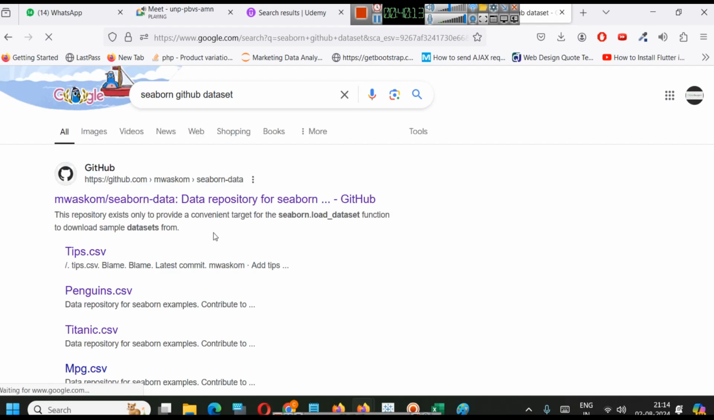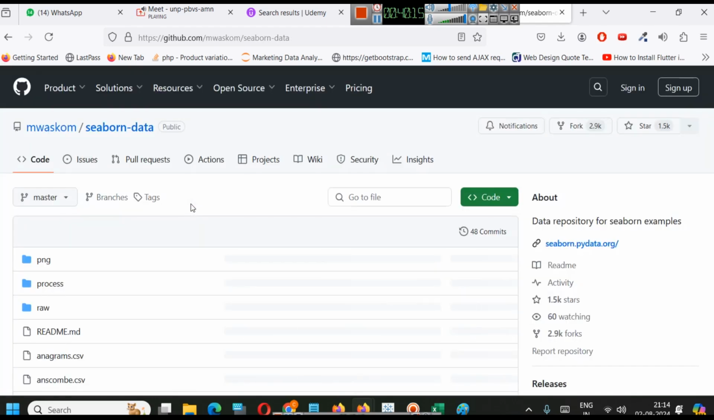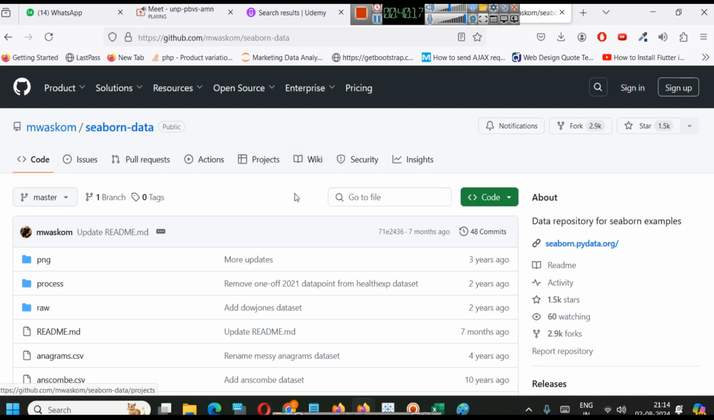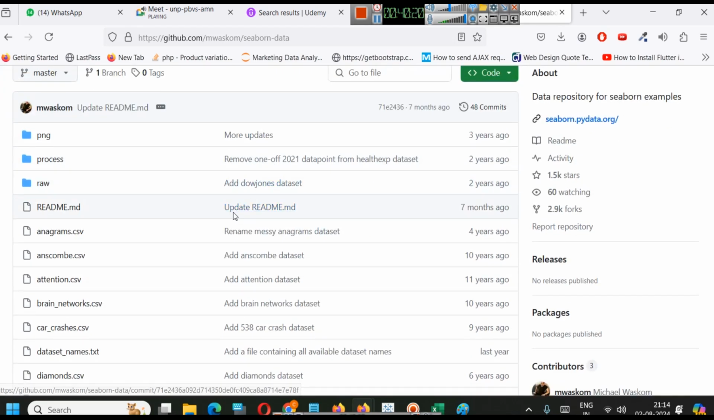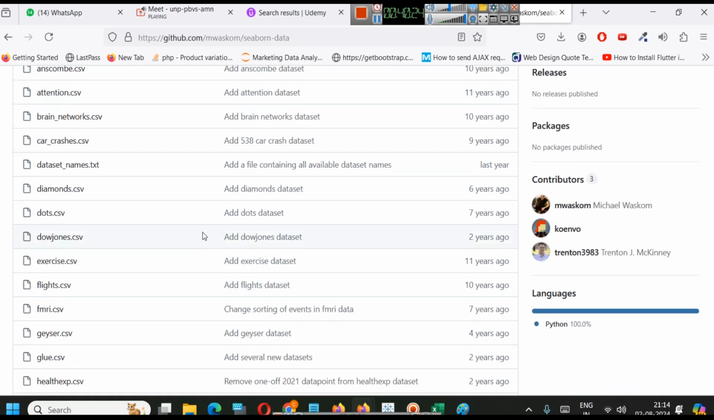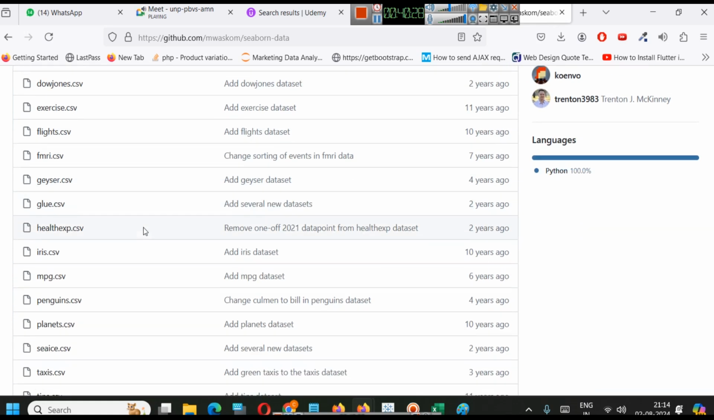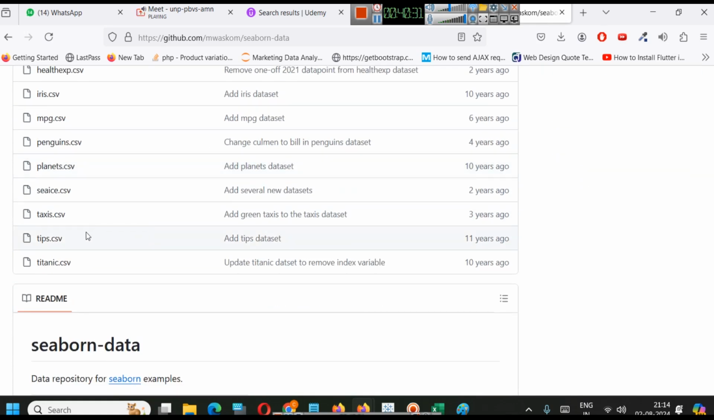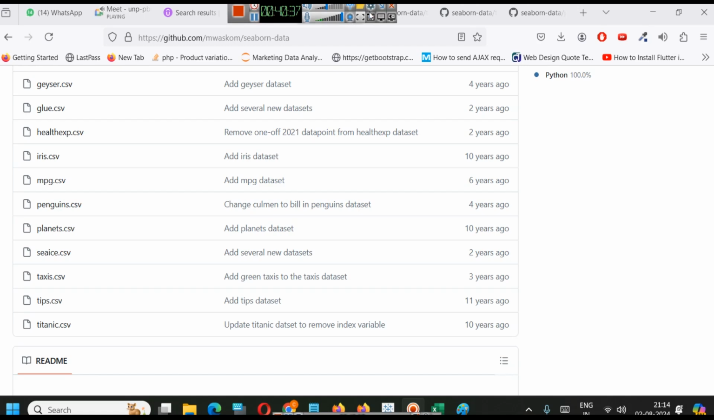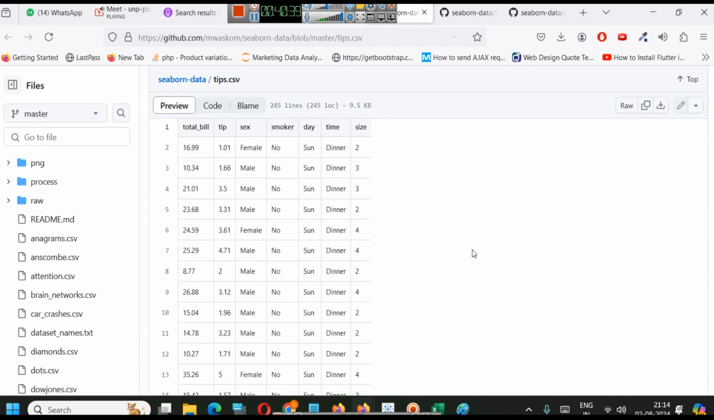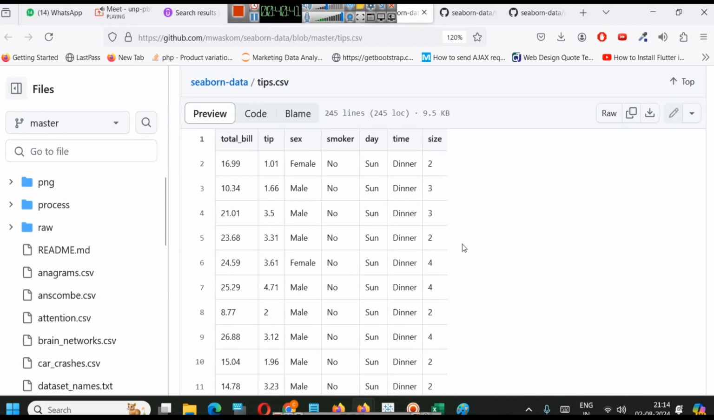So we have this GitHub repository. I will share this link with you. In this GitHub repository, there are these CSV files. Here we have one good file, tips, Titanic, penguins. This tips data also has two continuous variables, like total bill and tip.